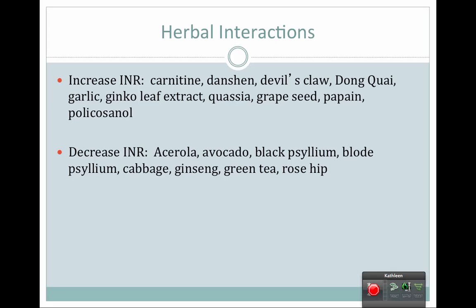So these can actually increase the INR and decrease INR. Acerola, a West Indian shrub with mild acid cherry-like fruits rich in vitamin C, and they decrease the INR. Avocado, psyllium, cabbage, ginseng, green tea, and rosehip also decrease INR. So you definitely have to ask these patients, again, if you're having a hard time, make sure that you've asked and questioned them about herbal interactions.